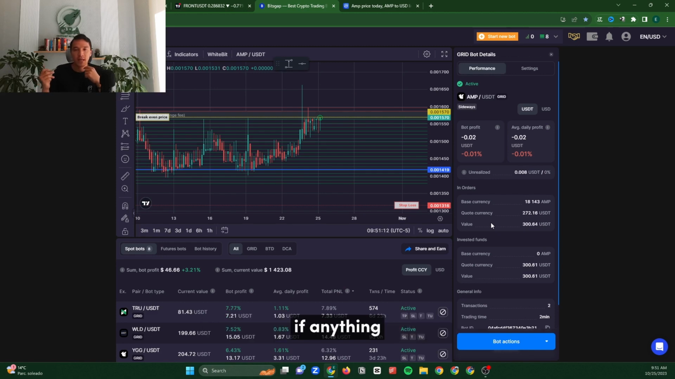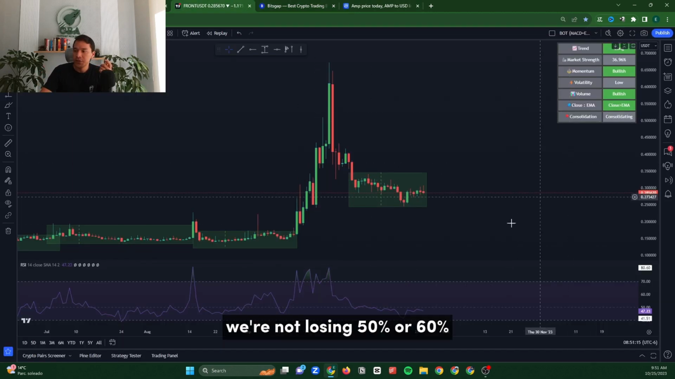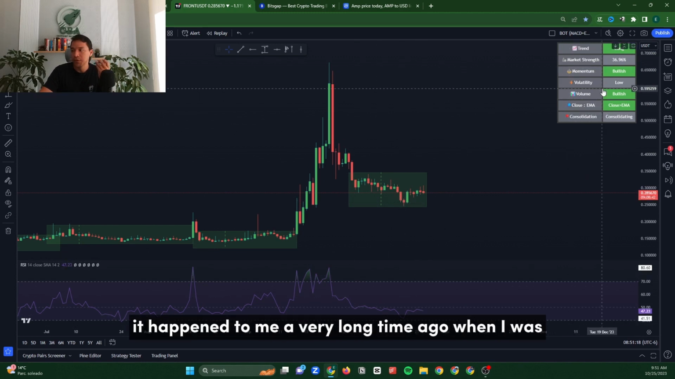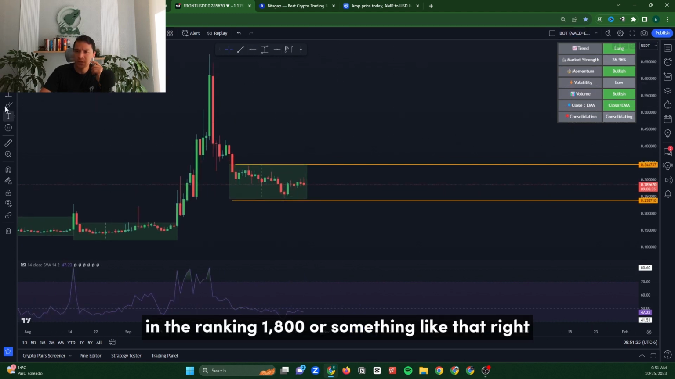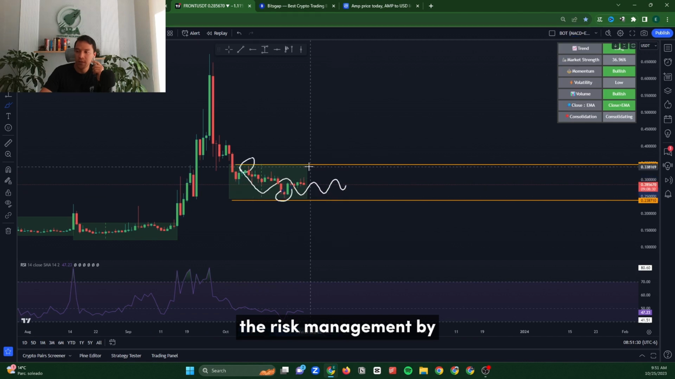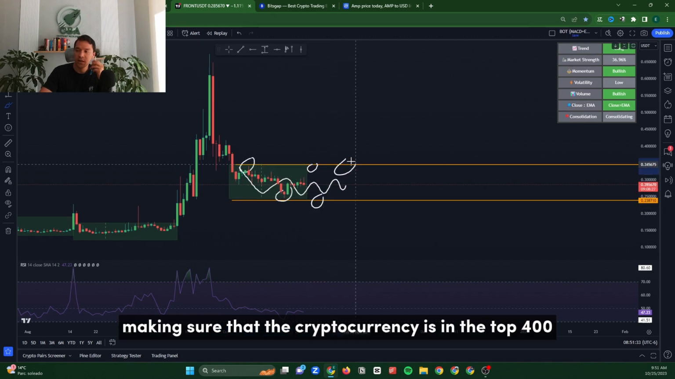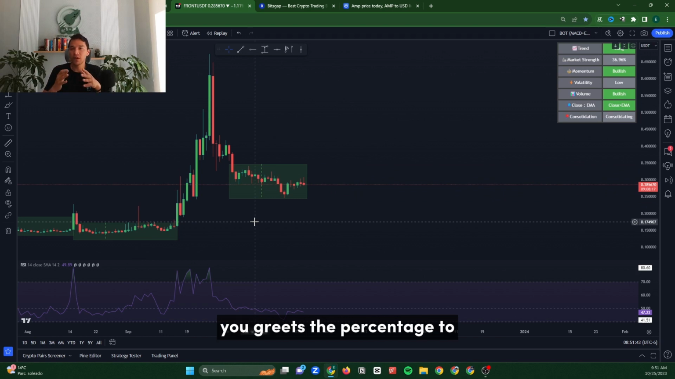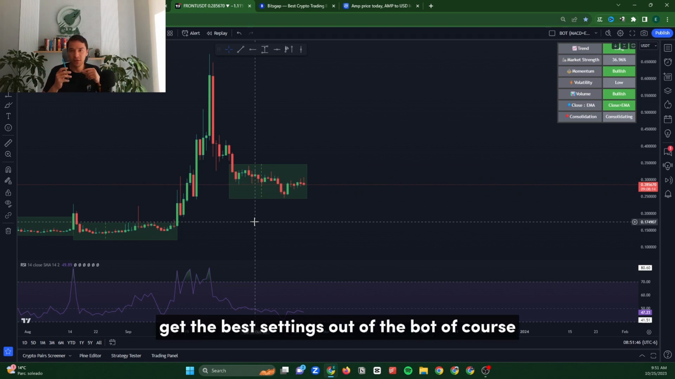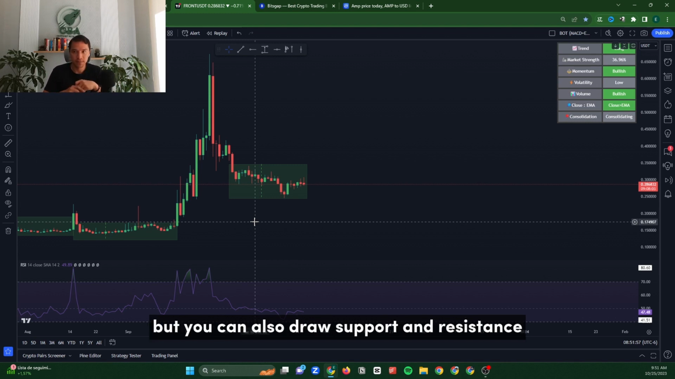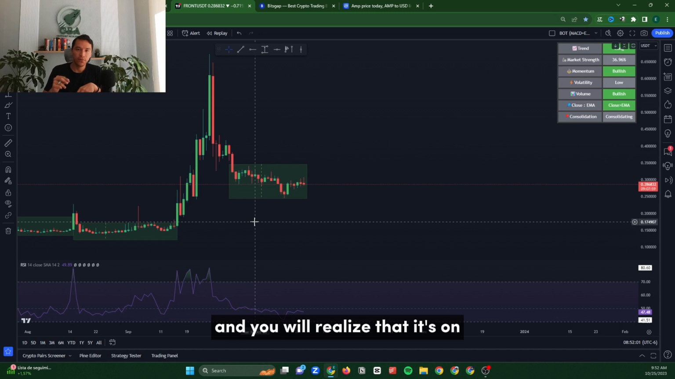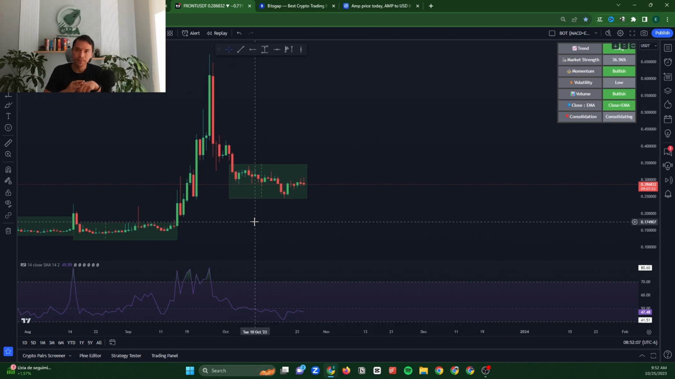So we're not losing 50% or 60%. That happened to me a very long time ago when I was trading coins ranked around 1,800 or something like that, right? So manage risk by making sure that the cryptocurrency is in the top 400, and also backtest your grid step percentage to get the best settings out of the bot. Of course, get confirmations with the RSI. And well, you don't have this indicator, but you can also use support and resistance, and you will realize that it's in consolidation or sideways movement when the market price is touching these levels here.